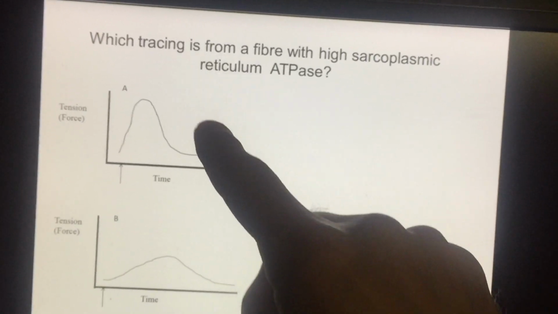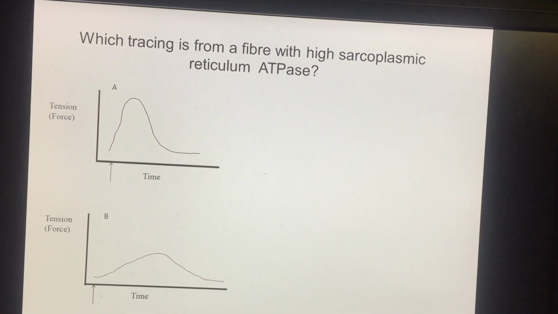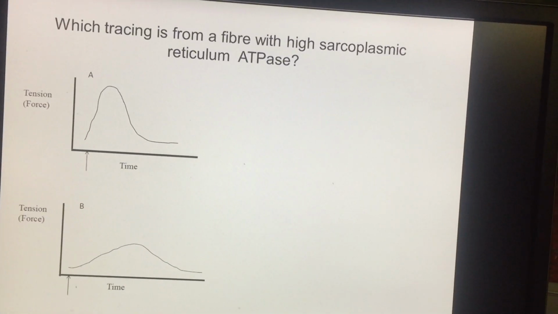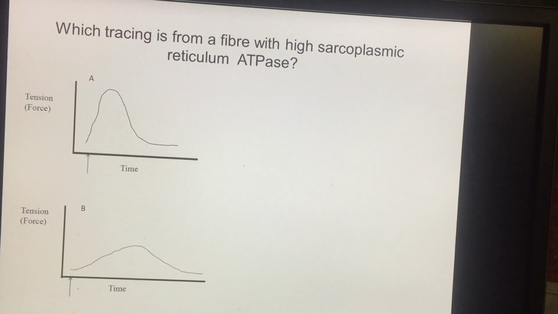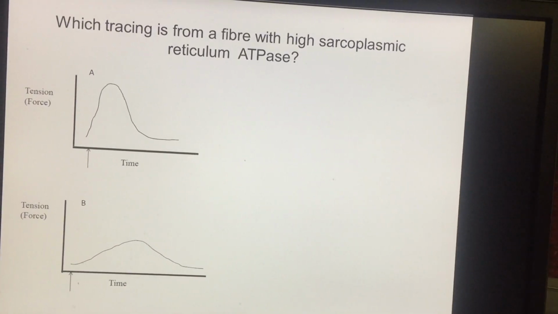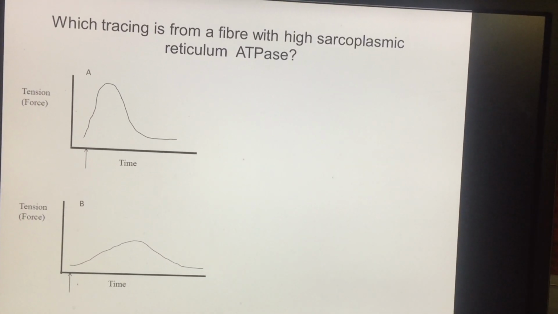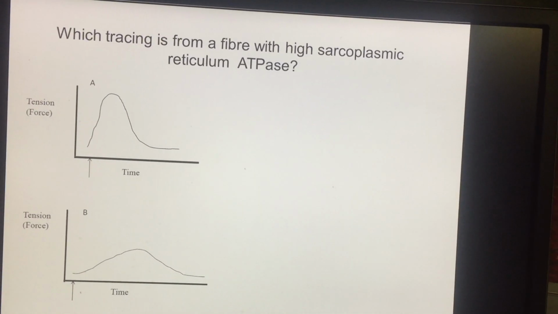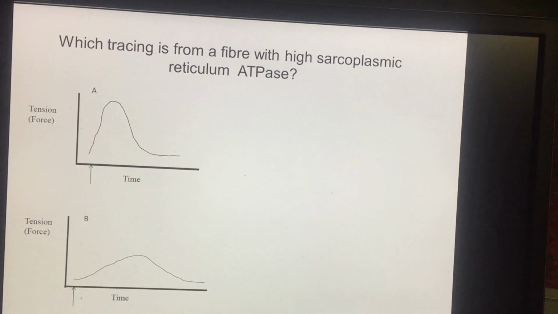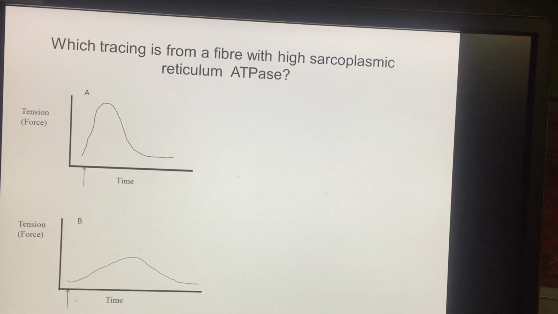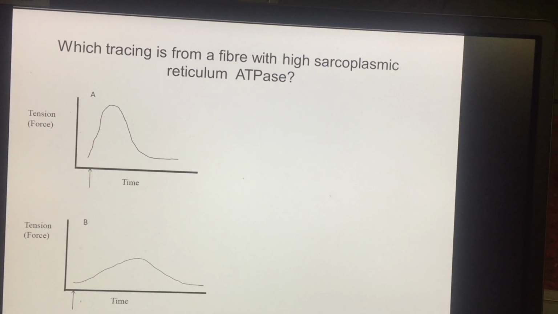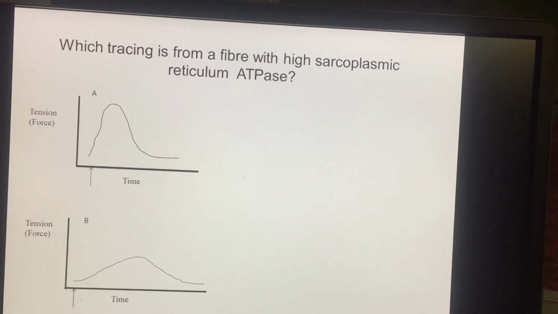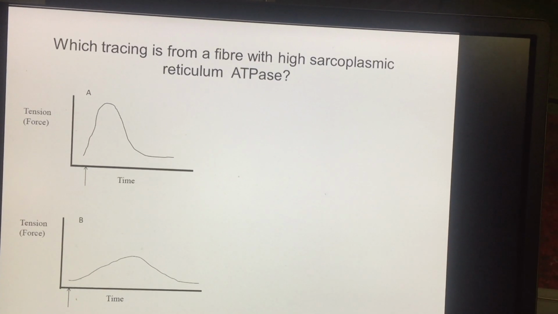This muscle is able to pump calcium back into the sarcoplasmic reticulum after muscle contraction. Recall that the calcium has to come out of the sarcoplasmic reticulum, bind to troponin to cause contraction, and then it has to be removed and pumped back into the sarcoplasmic reticulum for relaxation to occur. So the top graph has the faster relaxation time. It would have the higher amount of sarcoplasmic reticulum ATPase. It can break down ATP faster to pump calcium back into the sarcoplasmic reticulum faster.